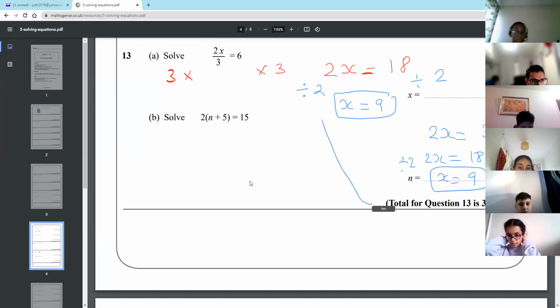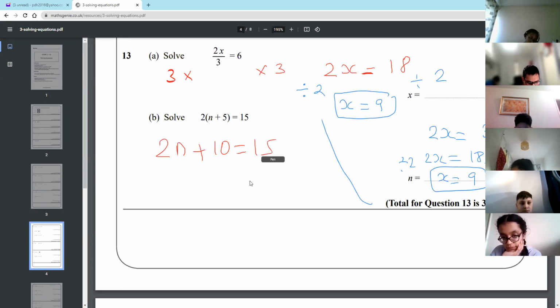I'm going to explain the next question as well. Anyone want to try? Jorava, do you want to try the next question for us, please? 13b, go on. Unmute first. Yes. So we expand the brackets, so it'll be 2n plus 10 equals 15. Good. We minus 10 from 15 and 10. Very, very good. We need to use the same wording again and again.